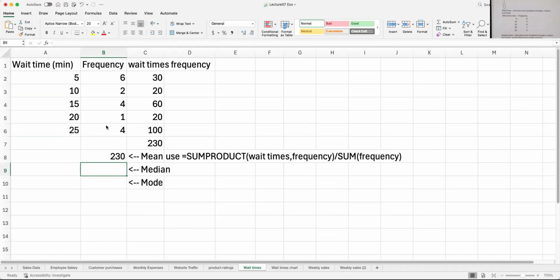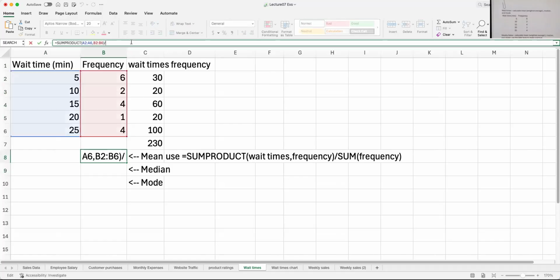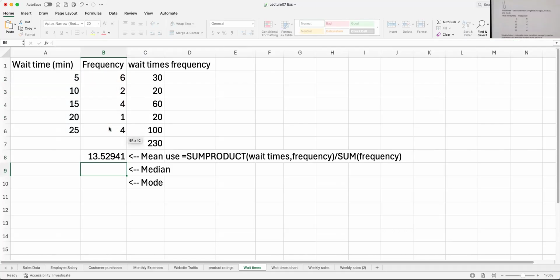So that's the sum of all the numbers. Then I need to divide by how many there are. So I divide by the total of my frequencies. And that's my average wait time. My average wait time is just over 13 and a half minutes.